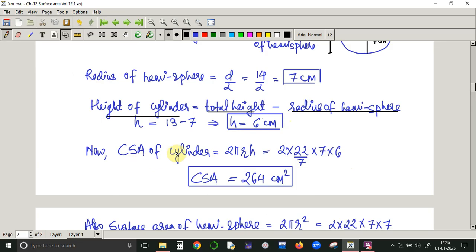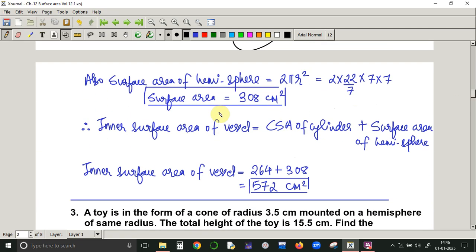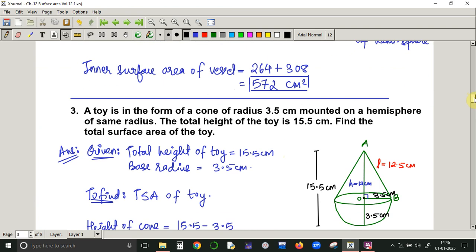Now let's find CSA of cylinder and CSA of hemisphere. CSA of cylinder is 2 pi rh. Put the values, simplify them, you will get 264 centimeter square. So surface area of hemisphere, the formula is 2 pi r square. Put the values, simplify it, you will get 308 centimeter square. So total inner surface area of vessel is the addition of those two values. 264 plus 308 is equal to 572 centimeter square is the answer.